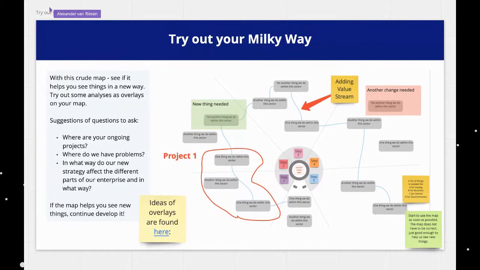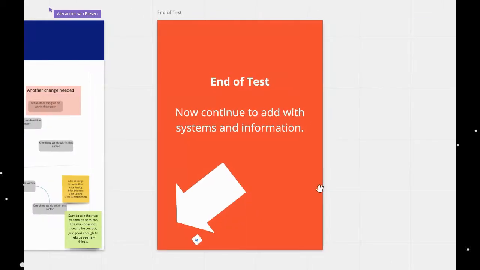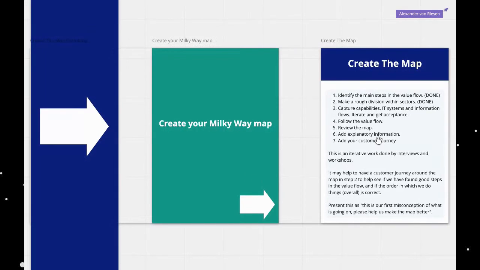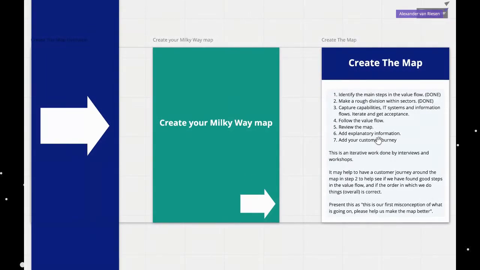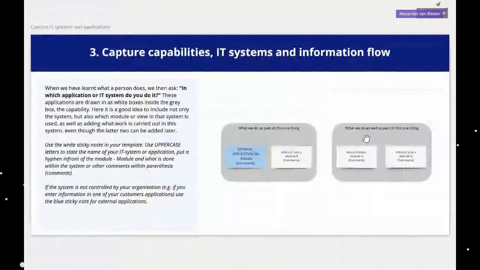And meanwhile, we're going to move further down. So this is the end of the test, and we can now continue with, if we want to improve our map on the other steps. So here is how you create your own Milky Way map into more detailed steps. So we've identified the main steps and made a rough division, and then we go on to figure out and capture capabilities.